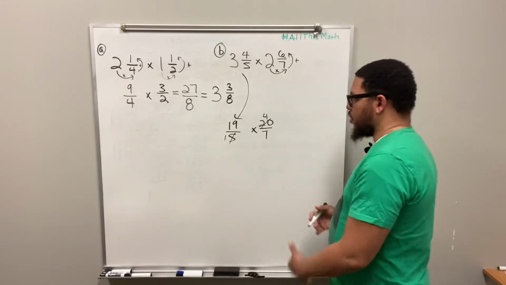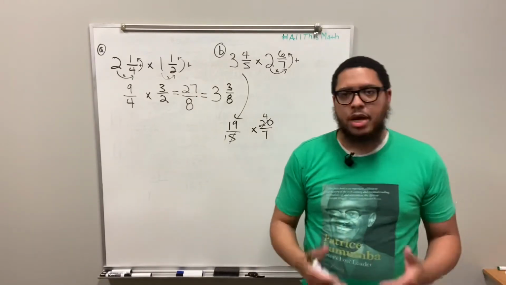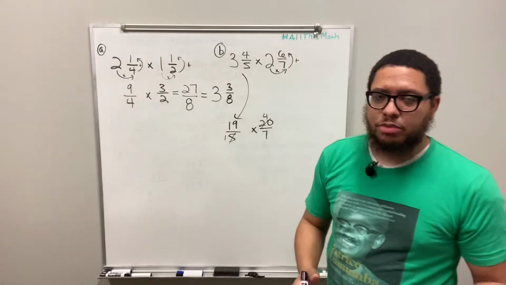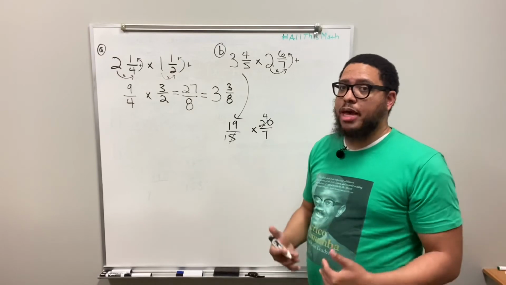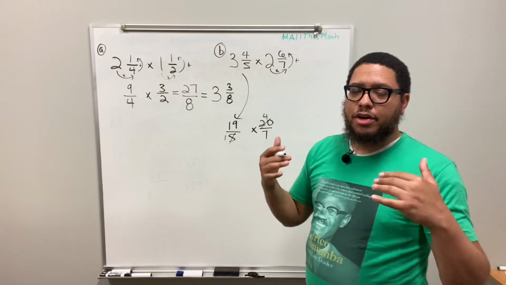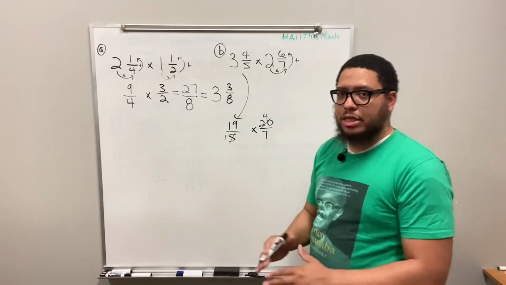So now I do my multiplication. And the benefit of cross canceling is now I'm dealing with smaller numbers. I want to keep my numbers as small as possible, because the larger my numbers are, the more complex the math is. The more complex the math is, the more likely there is a chance of me making a mistake. And I want to minimize the possibility of mistakes at all costs.